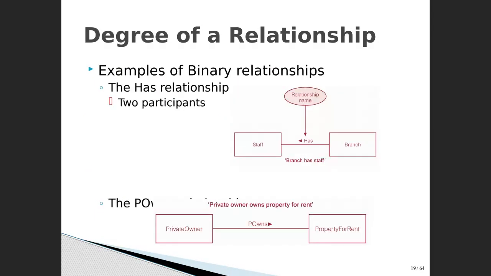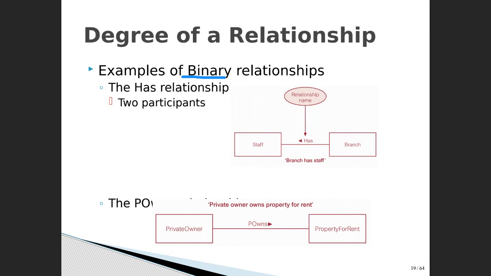Okay, let's talk about the binary. For example, let's take the binary relationship. As you can see here, it includes 2 participants, which are staff and branch. And what is the name of this relationship? Has. The name is has, which means branch has staff. The direction will be from branch to staff.